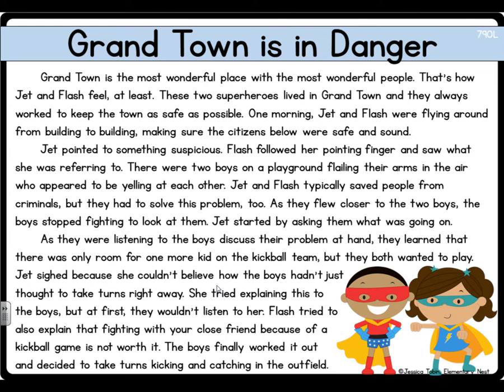One morning, Jet and Flash were flying around from building to building, making sure the citizens below were safe and sound. Jet pointed to something suspicious. Flash followed her pointing finger and saw what she was referring to. There were two boys on a playground flailing their arms in the air, who appeared to be yelling at each other. Jet and Flash typically saved people from criminals, but they had to solve this problem too.